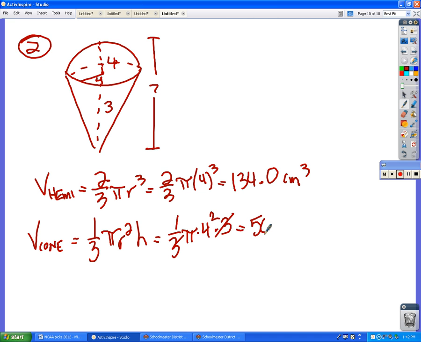50.3. And that is cubic centimeters. And what do you do with those two answers? Add them together. So you get 184.3 cubic centimeters, or the volume of that whole thing. Okay?